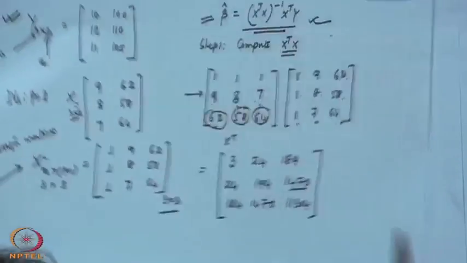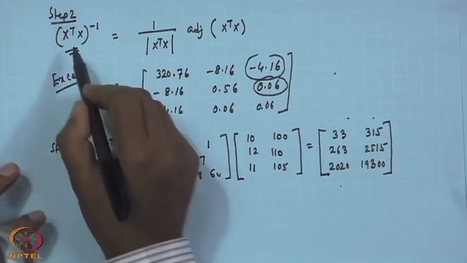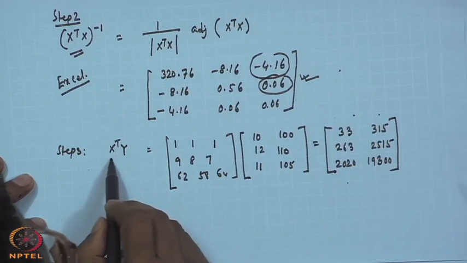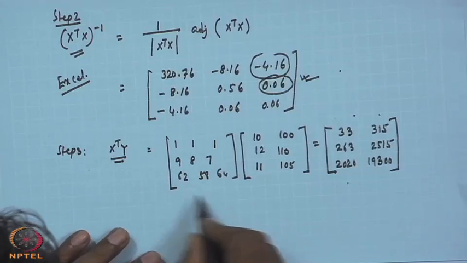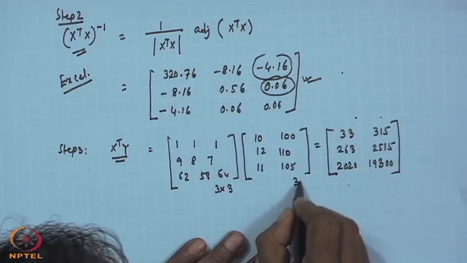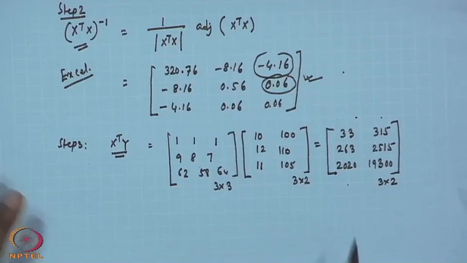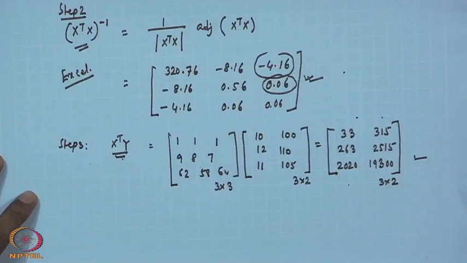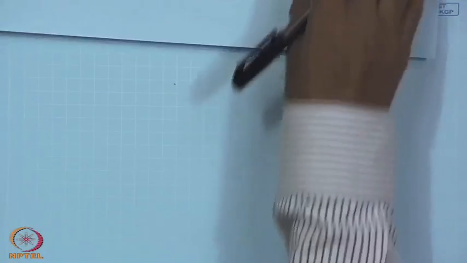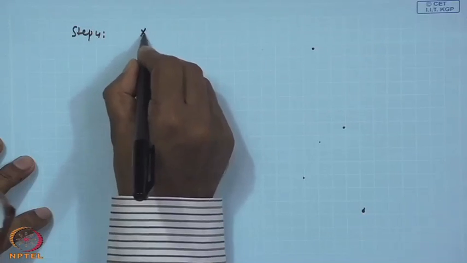So, our step 1 comprises X transpose X, and we got this value. Then step 2, we want the inverse of this X transpose X, this value is like this. And step 3, you have to find out X transpose Y, because you see that X transpose is 3 cross 3 and Y is 3 cross 2. So, you will be getting a resultant matrix of 3 cross 2. This is X transpose Y.